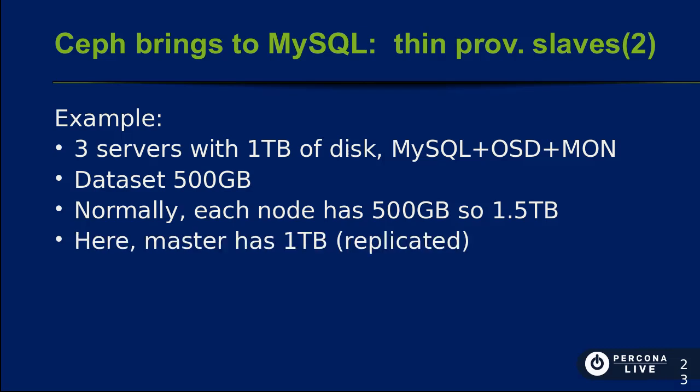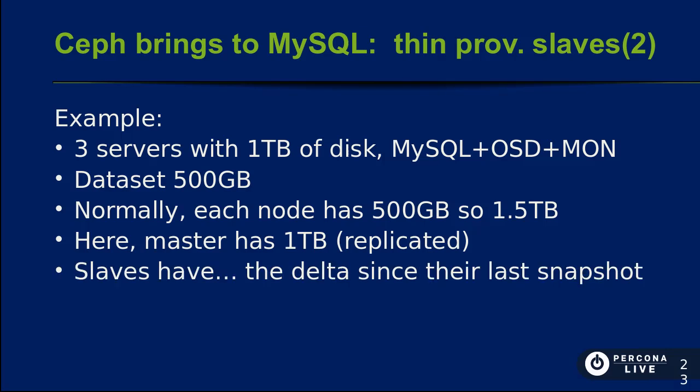Now, in a thin provision scenario with 3 nodes, the master would have a replicated copy, so it will use twice as much data, but the slaves would barely use anything if the write load is not very high. So let's assume it's a rather light write load and mostly a read load. The slaves will have very little delta, so they will not need a lot of storage for those pages.